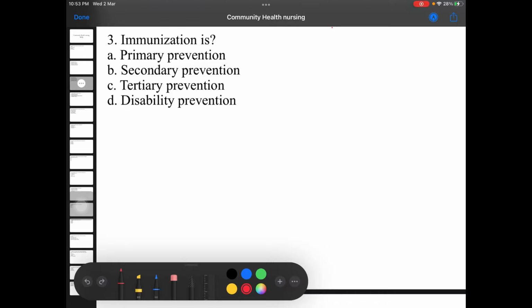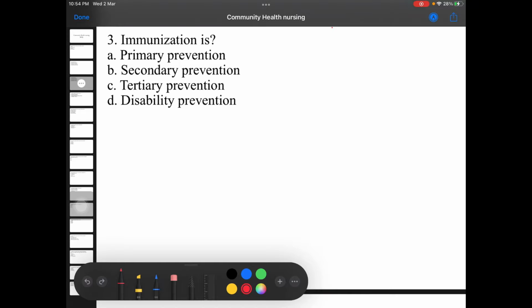Question number 3. Immunization is: option A, primary prevention; option B, secondary prevention; option C, tertiary prevention; option D, disability prevention. First of all, we should know what is primary prevention, what is secondary prevention, what is tertiary prevention, what is disability prevention. Primary prevention is the approach which focuses on preventing the disease from developing.